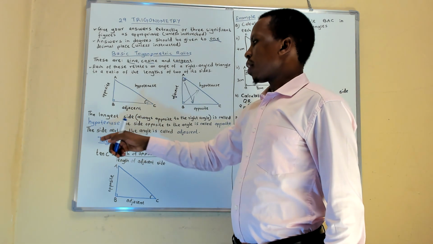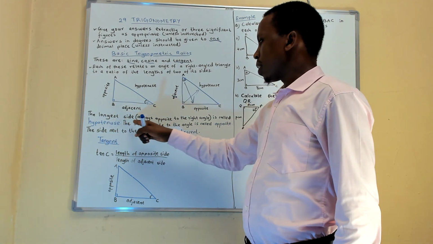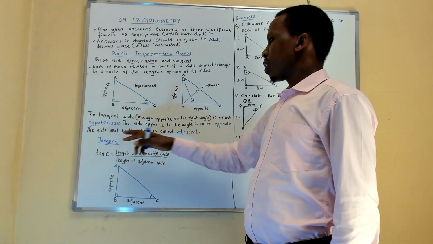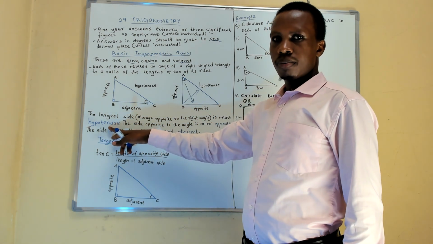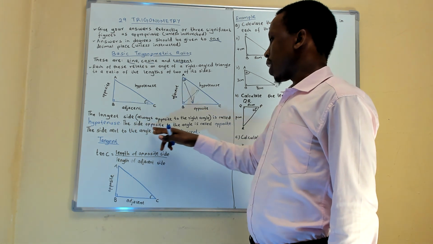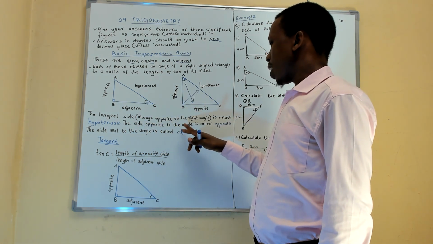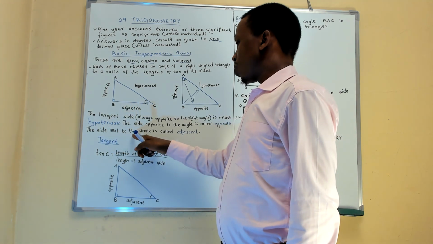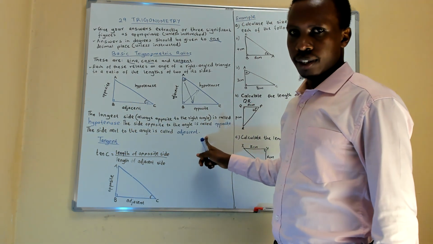Then there is a note here that the longest side, which is always opposite to the right angle that I have shown you, is called the hypotenuse. And then the side opposite the angle is called the opposite. Then the side next to the angle is called the adjacent.